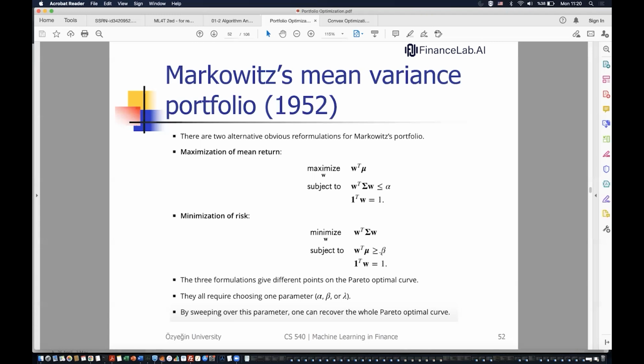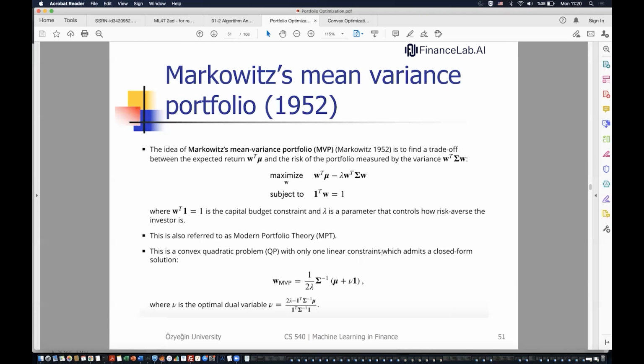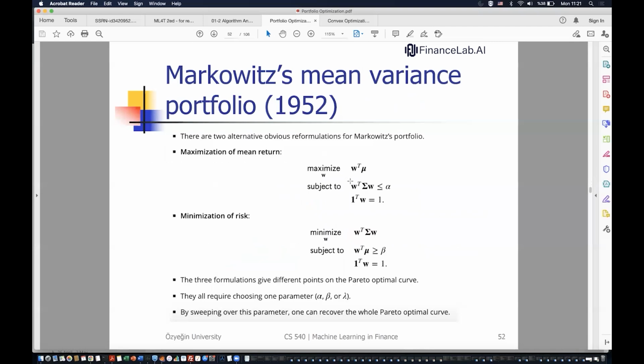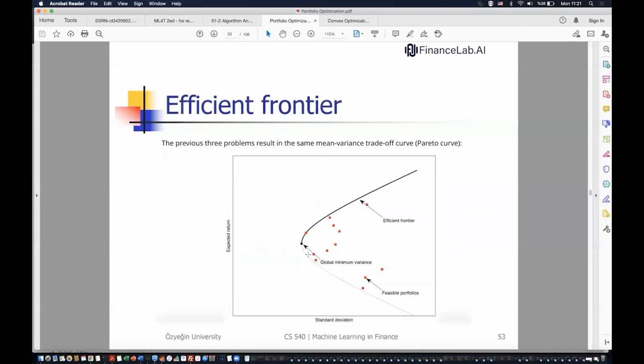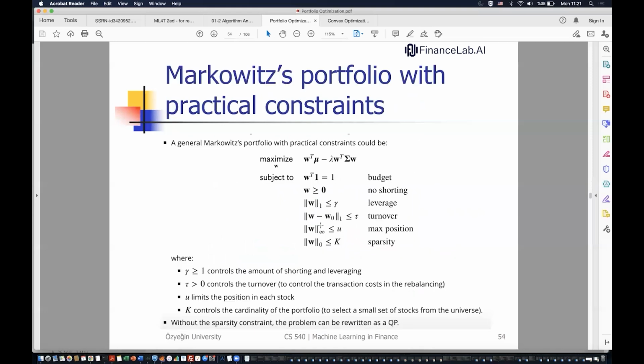So again, by sweeping over different parameters, so different lambdas. If we select different lambdas and solve the problem, then we can come up with the result in the Pareto optimal curve. So for instance, this efficient frontier, which is the Pareto optimal curve, is for different lambda values. If one point corresponds to lambda equal to 1, another point will correspond to lambda equal to 2. So by changing the lambda values, we come up with different points on this efficient frontier.